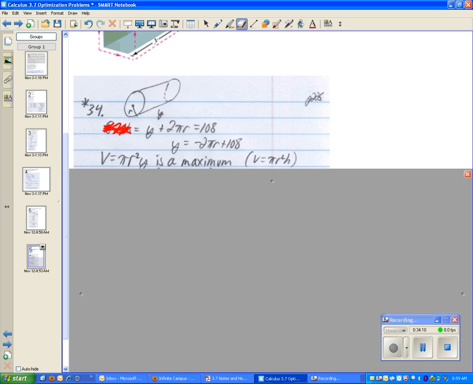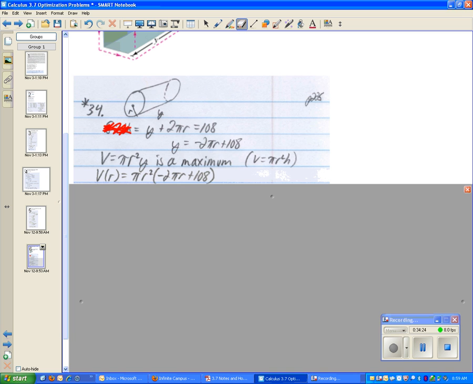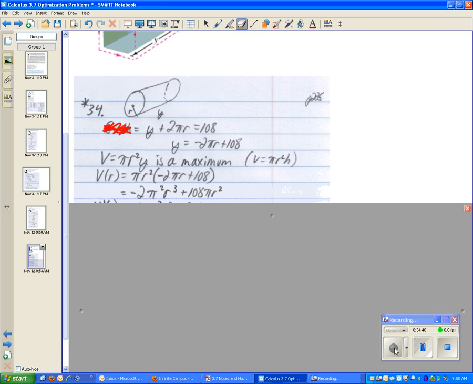Now we want this volume to be a function of one variable only. So since I've solved it for y, that means I chose the other variable as the variable. So r is the variable. So V of r equals pi r squared, and then replace y with what we found out that it equals, which is negative 2 pi r plus 108. All right, distribute the pi r squared. So we get negative 2 pi squared r cubed plus 108 pi r squared.